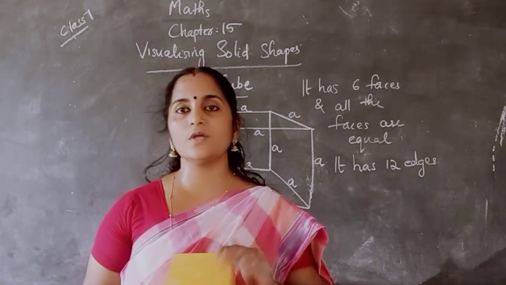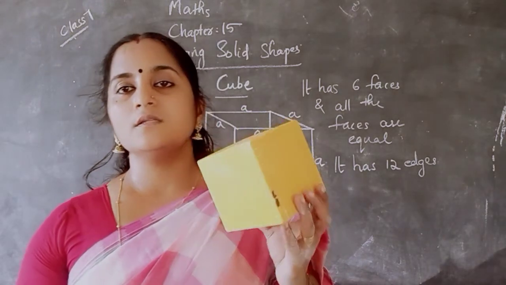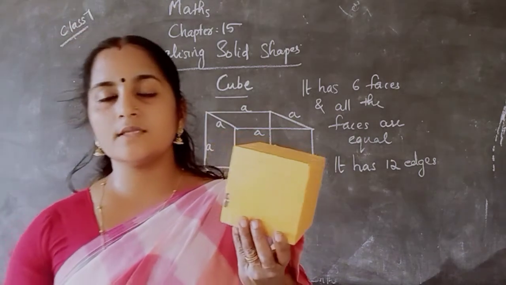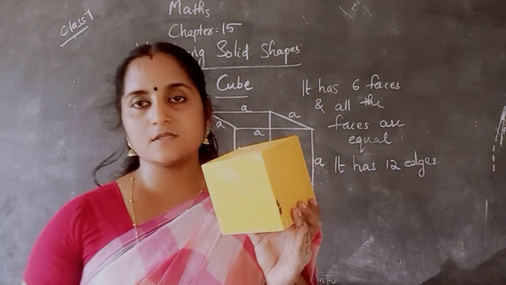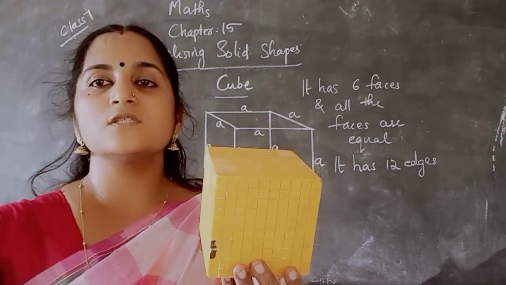Here I just introduced the different solid shapes. The second one is the cube. It has all the faces equal. And how many faces are there? 6 faces are there.